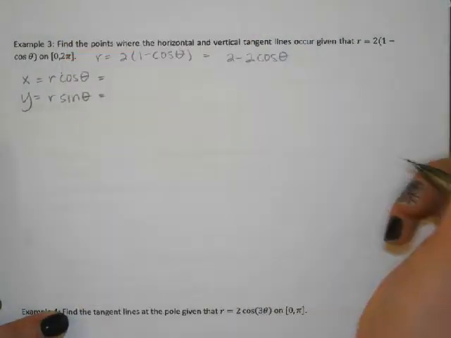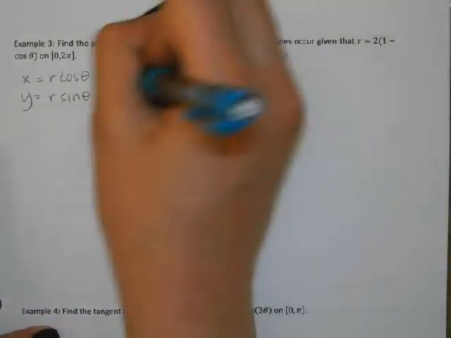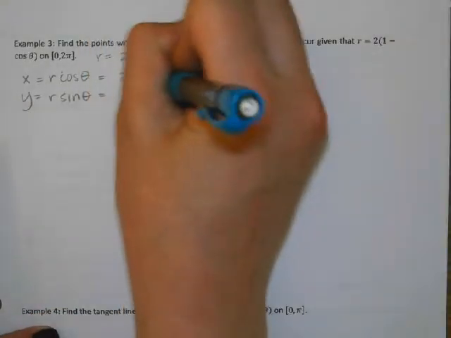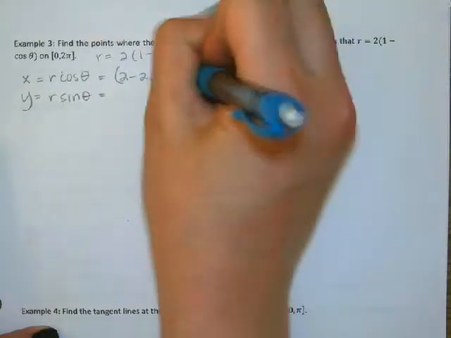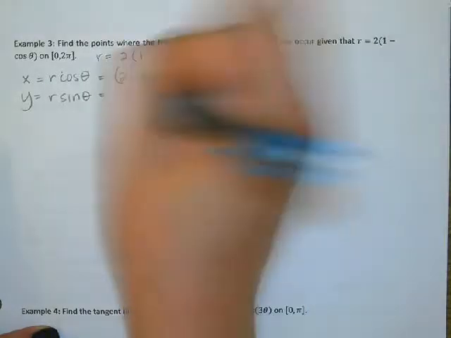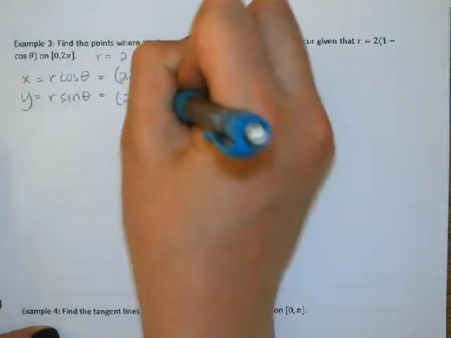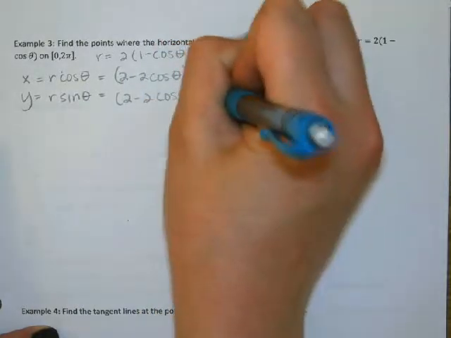So it's going to be the r cos, r times cos, r times sine.